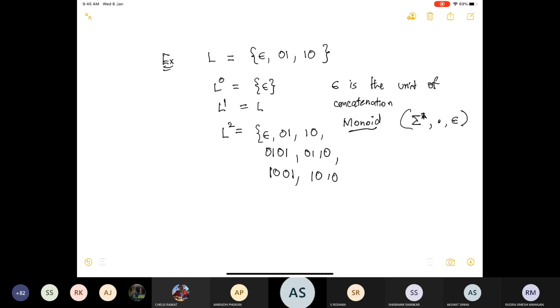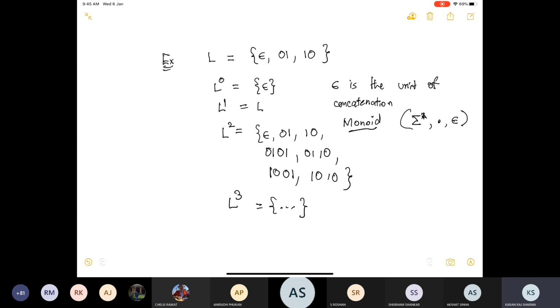Did I miss out anything here? I think it's okay. And similarly, you can do all that, right? Once you know what concatenation of languages is, you can do this. Right? So any questions so far?